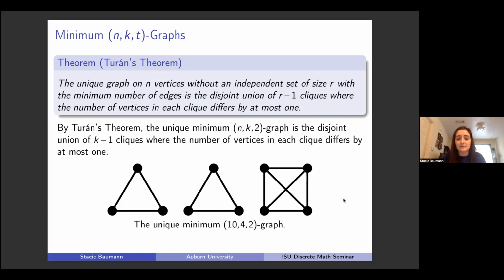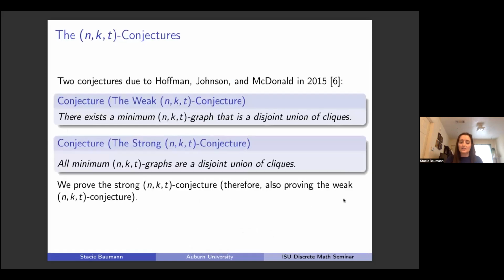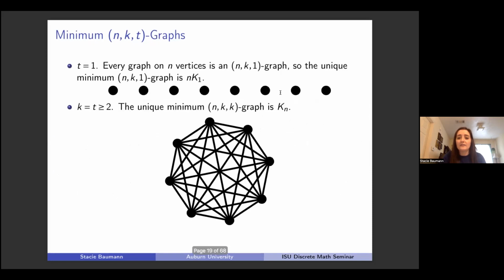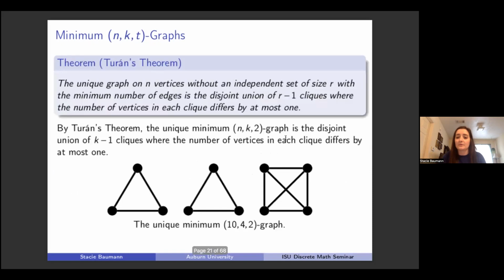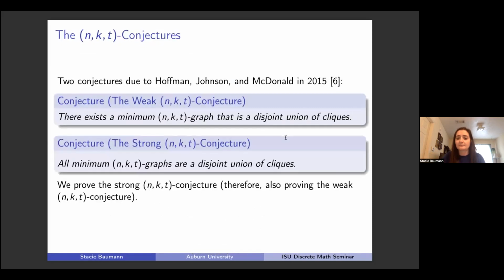Okay, so that kind of leads to this conjecture due to Hoffman, Johnson, and McDonald in 2015. So they had these 2 conjectures. The first one, the weak conjecture, is that there exists a minimum (n,k,t) graph that is a disjoint union of cliques. And the strong one is that they're all disjoint unions of cliques. And we're going to prove that strong one. So going back to those examples real quick, let's just double check, right? All of these, including just an isolated vertex, counting that as K_1, are disjoint unions of cliques for all these examples we just did.